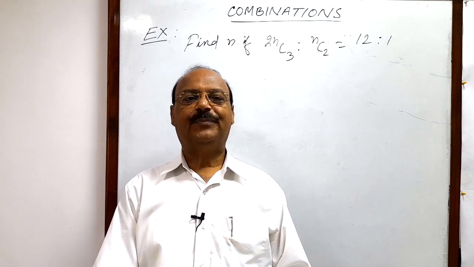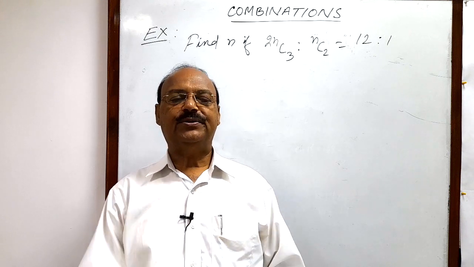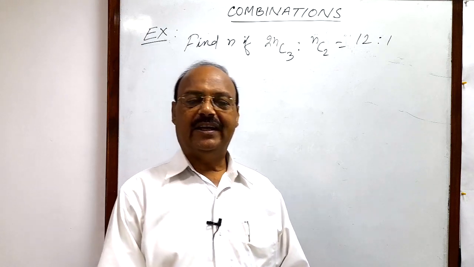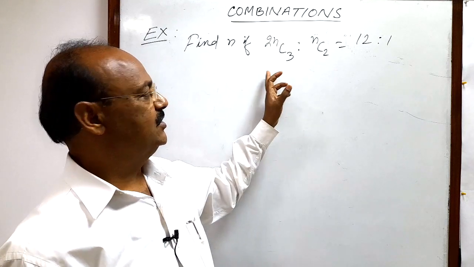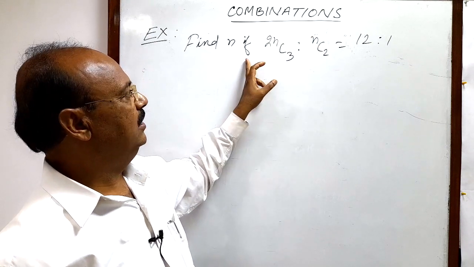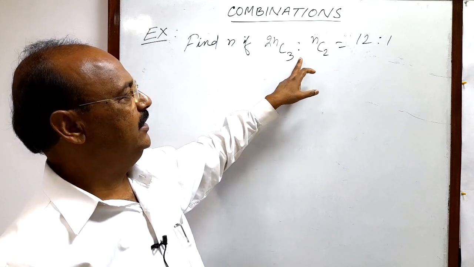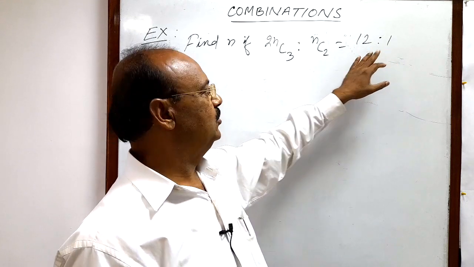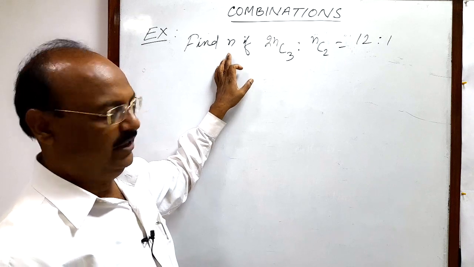Welcome students. In previous videos we have done so many questions from the topic combination. Here we will do a very interesting question from the same topic, combinations. The question is: find n if 2nC3 is to nC2 is equal to 12 is to 1. So we have to find the value of n here.